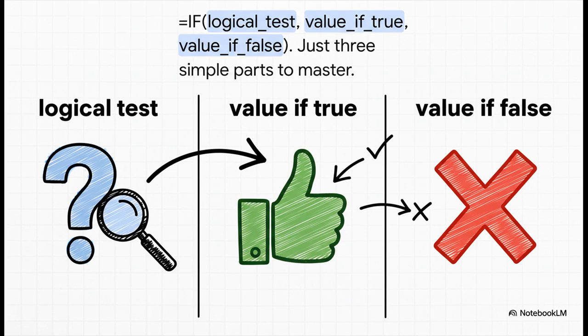And the best part? The structure is beautifully simple. It just has 3 parts. First, the logical test. That's your question. Then, the value if true. That's what to do if the answer is yes. And finally, the value if false, which is, you guessed it, what to do if the answer is no.